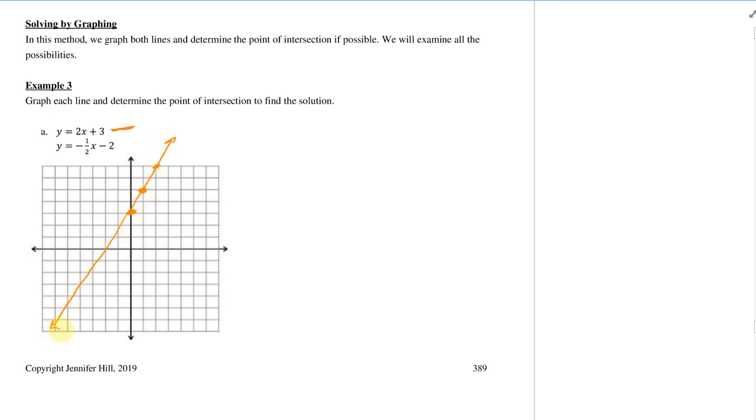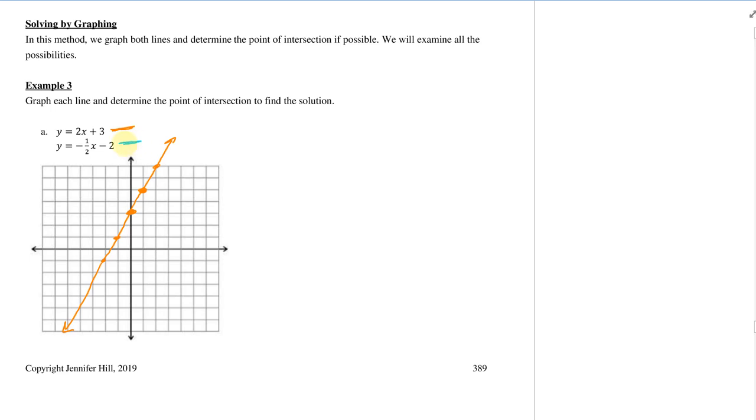Okay, so there's my solution. And actually, I want to even add in just a few more points, so I'm actually going to go in the reverse direction, just to make sure my line is nice and precise for this exercise. Okay, so there was the first one. So now let's go to the next equation.